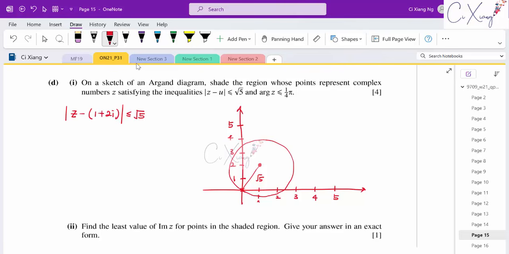Okay. So this is my circle. And then when they say the modulus is smaller than or equal to square root 5, that means you have to shade the region inside the circle. But we have another inequality: argument z is smaller than or equal to pi over 4.